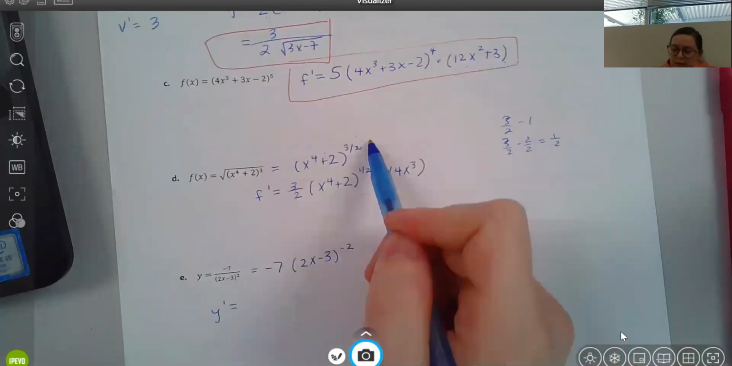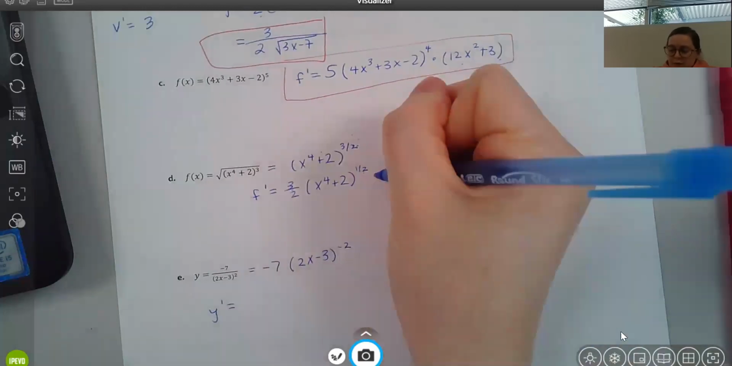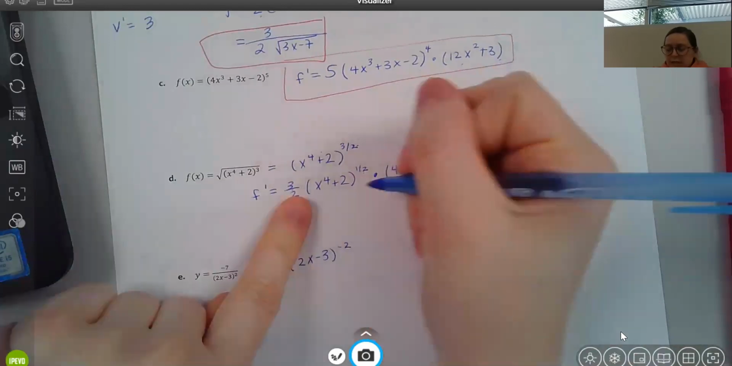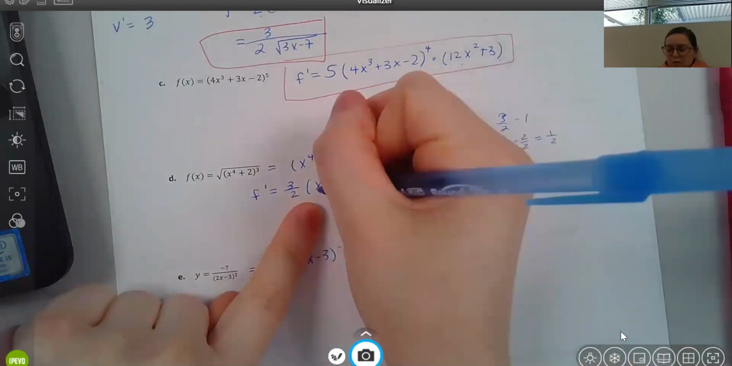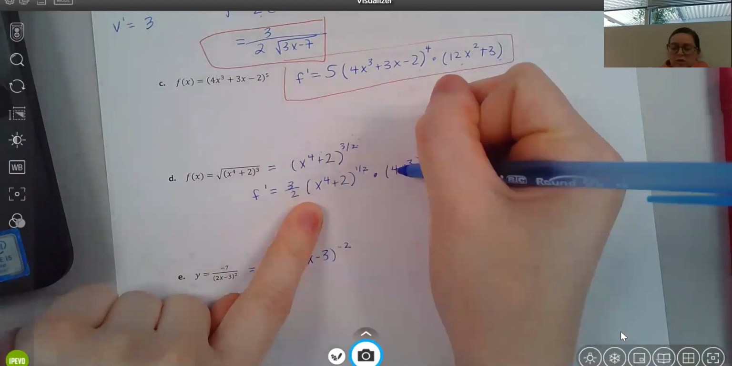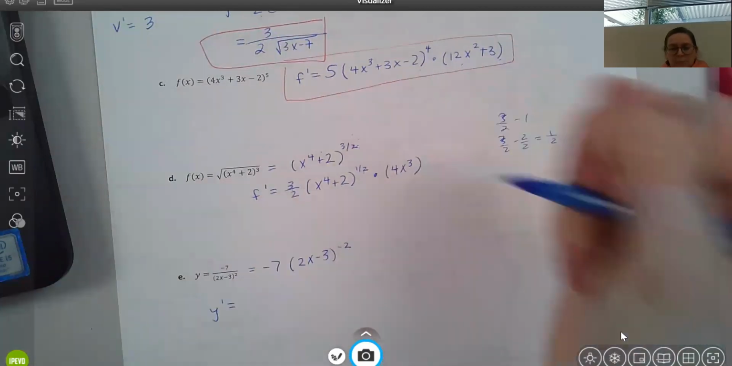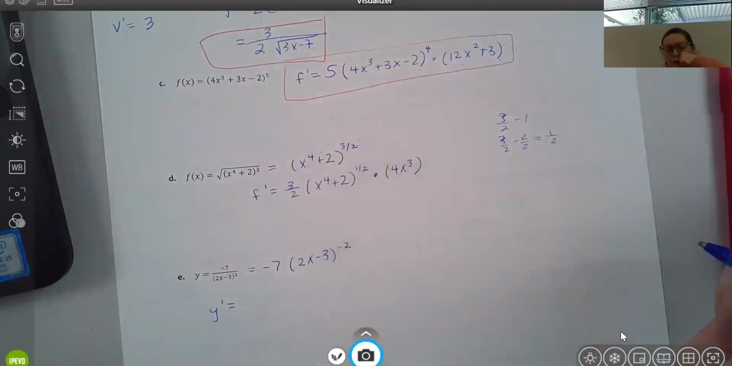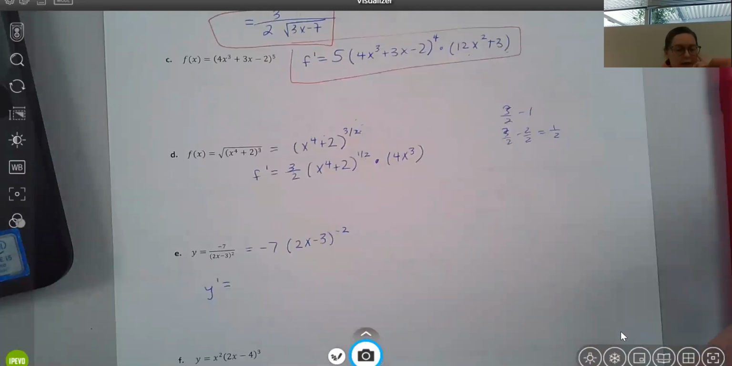Derivative of the outside, leave the inside alone. Then you multiply by derivative of the inside, and inside is the x to the 4th plus 2. Derivative of x to the 4th plus 2 is just 4x cubed. This you could maybe rewrite and make it look a little nicer. So you guys try that one.